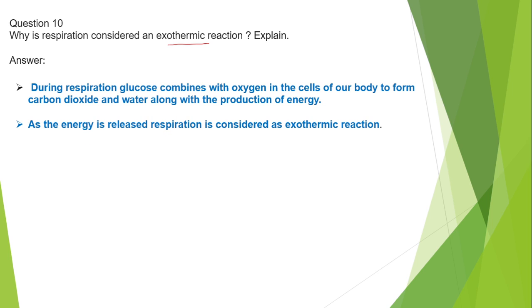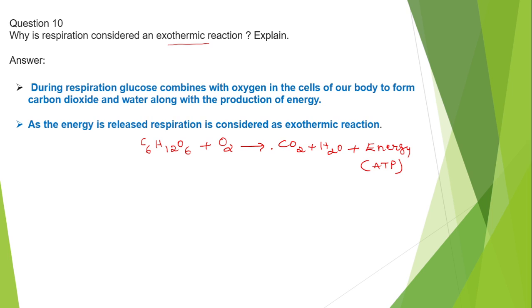Let us write the equation for the respiration. The glucose formula is C6H12O6. It combines with oxygen to form carbon dioxide, water and energy. Energy is in the form of ATP. Now as the energy is released, respiration is called an exothermic reaction.